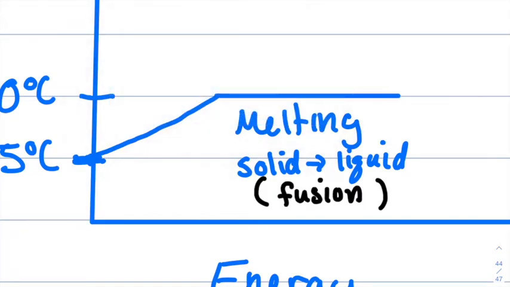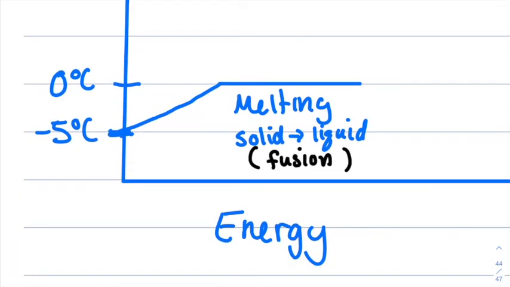So any questions so far about what's going on here? When we're at -5 degrees Celsius and we apply energy, the first thing that's going to happen is our ice is going to get warmer. But once it hits 0, that is its melting point. So now all our energy goes into melting, and we don't increase the temperature until everything has melted. So any questions about anything there?